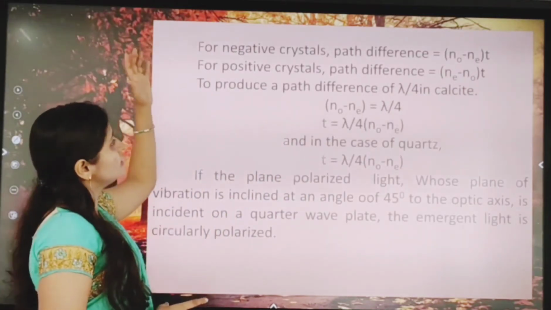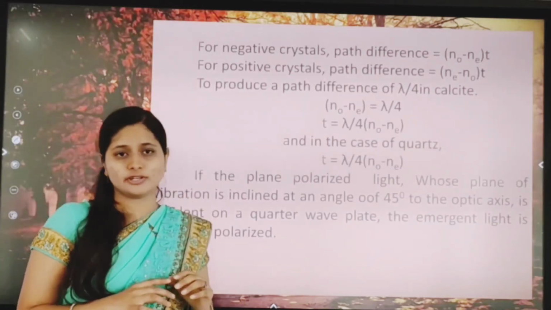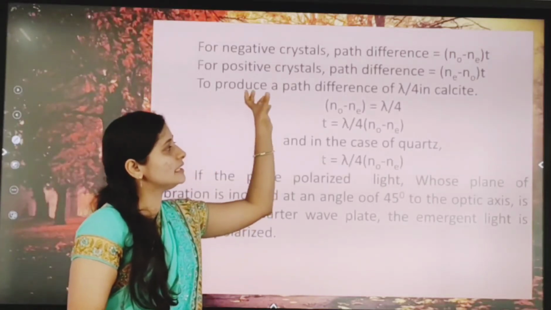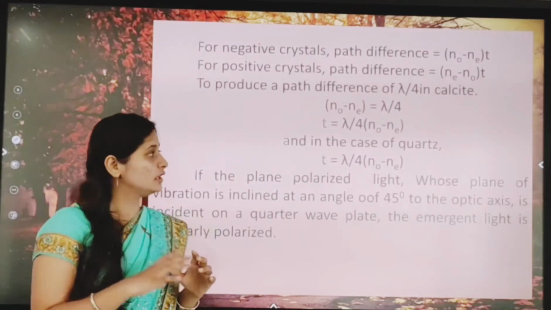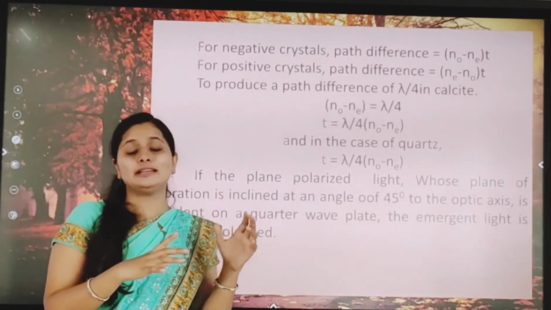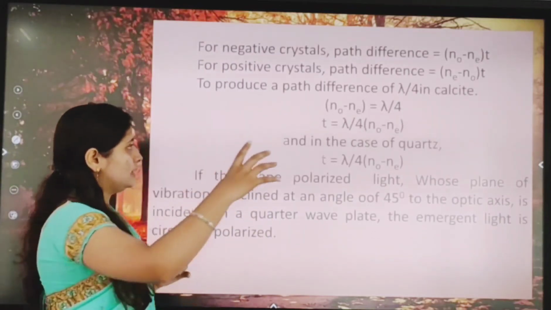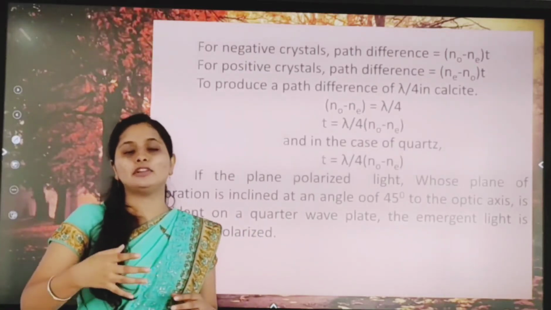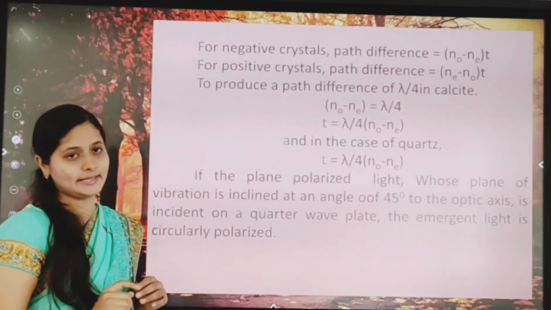So first, I gave the path difference for the negative as well as the positive crystal. Next, to produce a path difference of lambda by 4 in a calcite. Why lambda by 4? We are studying the quarter wave plate. Quarter is nothing but 1 by 4. So whatever path difference a quarter wave plate produces will be lambda by 4. In which crystal? Calcite, we are taking here.